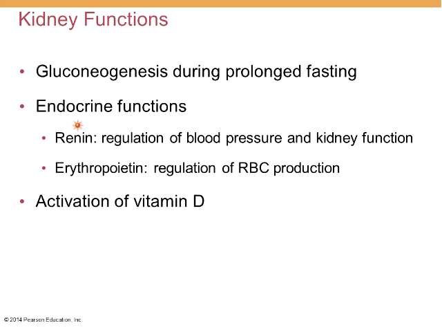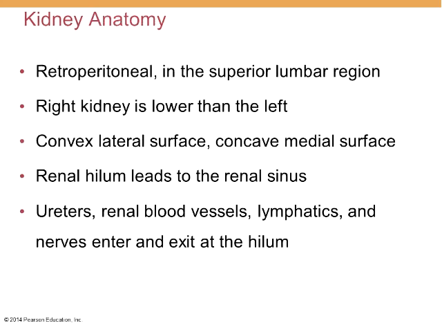And its endocrine functions include the production of renin. Remember the renin-angiotensin system, its regulation of blood pressure and kidney function, where the renin creates angiotensin, and we'll talk about that again. And then we talked about this before: erythropoietin, EPO, which is a hormone secreted by the kidneys that manages or can increase red blood cell production. It's also the location for activation of vitamin D in our bodies.